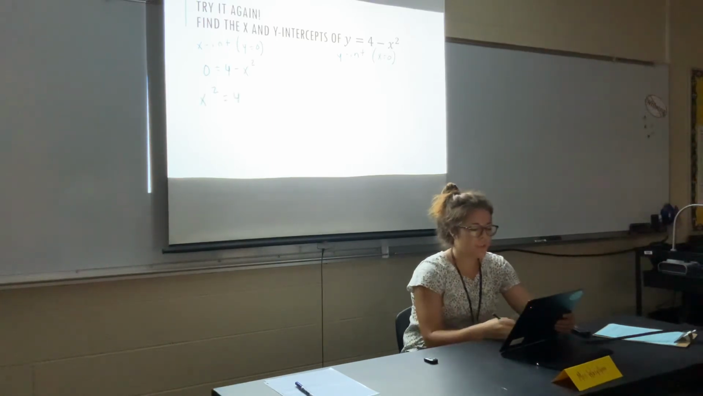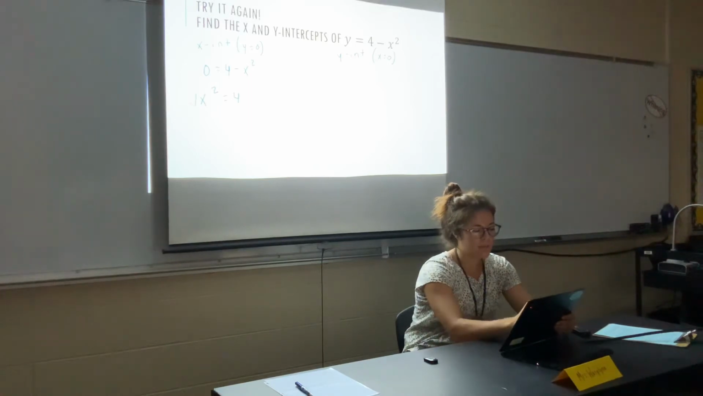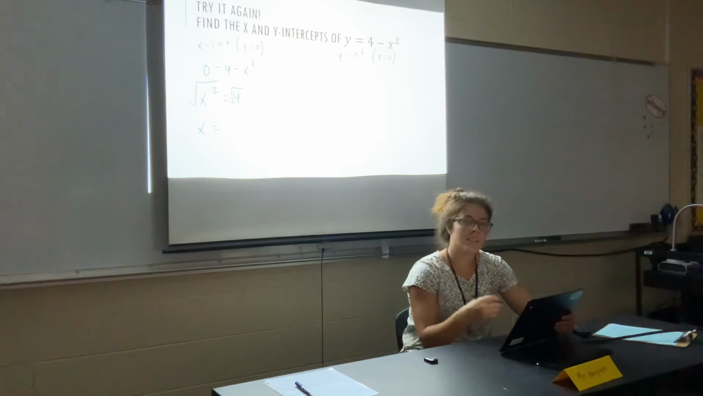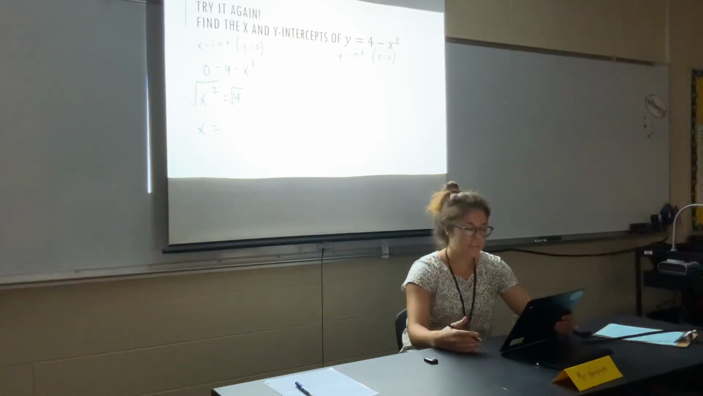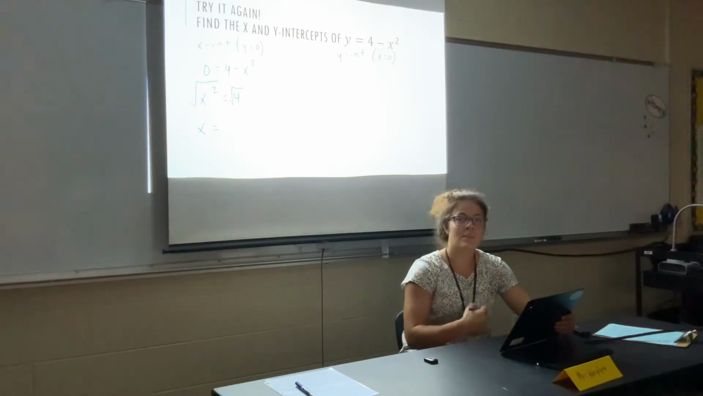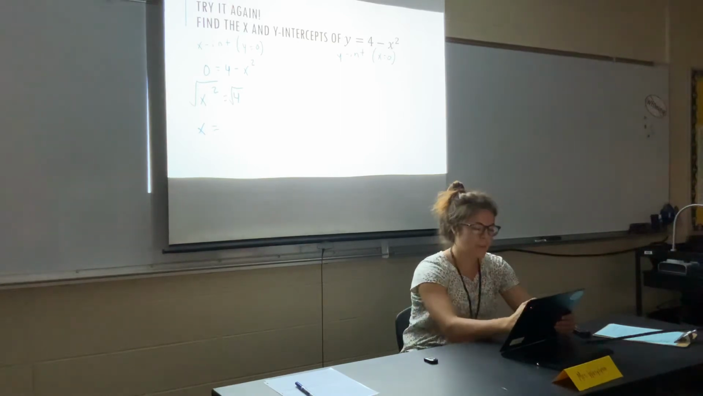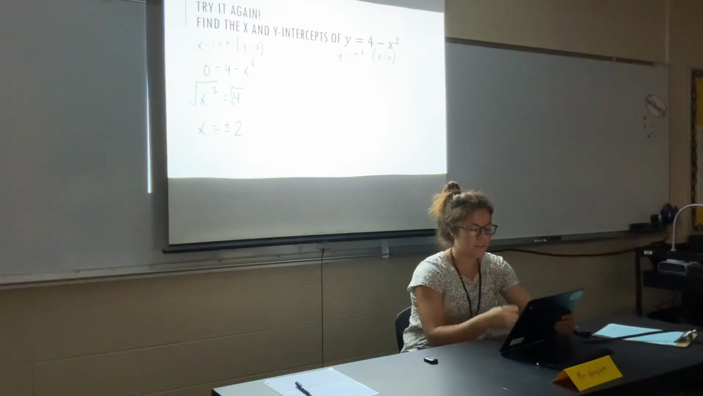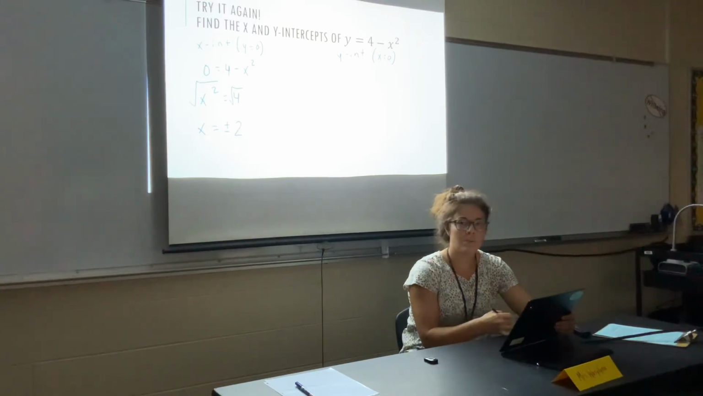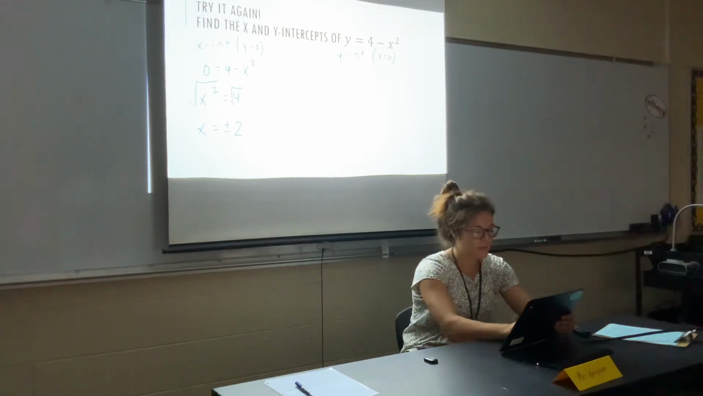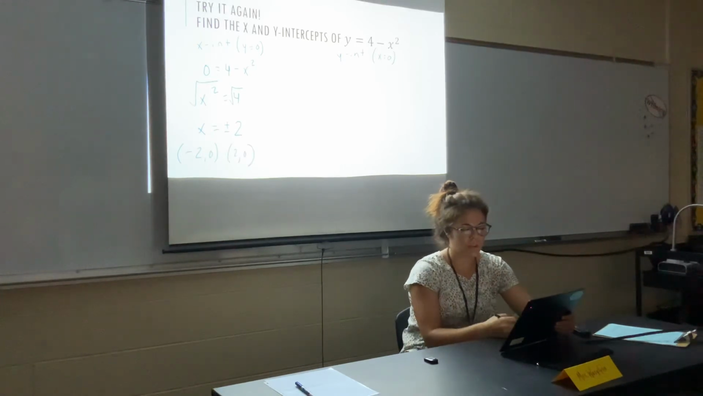So y equals 0. All right, this is a little tricky here. You have to remember when you take the square root of a value, if you square a positive number, it stays positive. But also if you square a negative number, the result is positive. So for the square root of 4, we've got to consider both the positive and -2, because -2 times -2 is also 4, and 2 times 2 is 4. So our answer is -2, 0, and 2, 0 for our 2 intercepts.